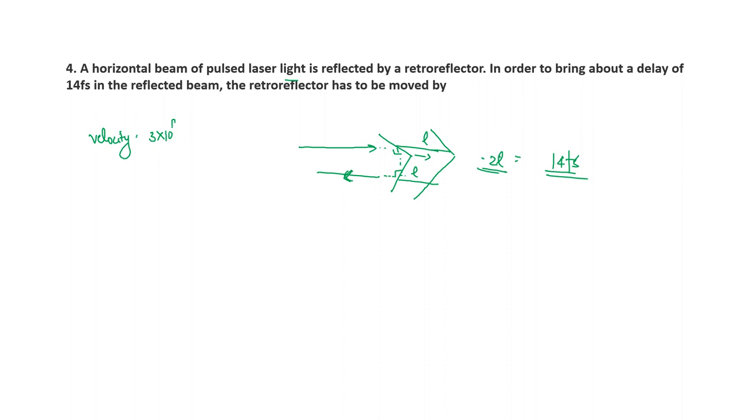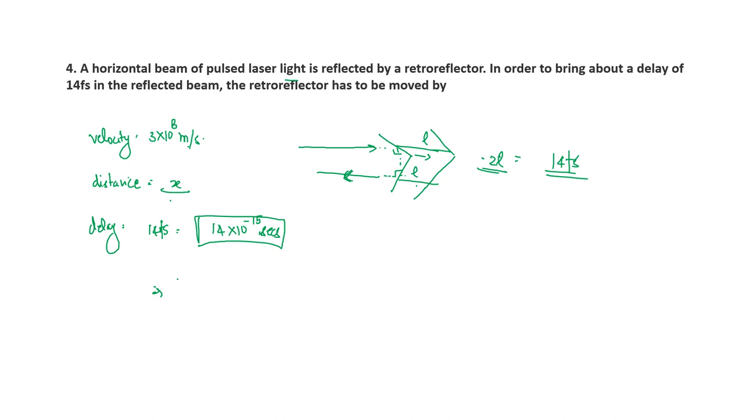Now, there is one more thing, the total distance. Say the total distance is x. At this moment we do not have the value of x. Now, what do we want? We want a delay of 14 femtoseconds. What is a femtosecond? Earlier we discussed that a femtosecond is 10 to the power minus 15 seconds, so 14 into 10 to the power minus 15 seconds. So basically you want a delay, you have a velocity, and you have the distance. Since you know the speed, you can predict the distance you need to move.